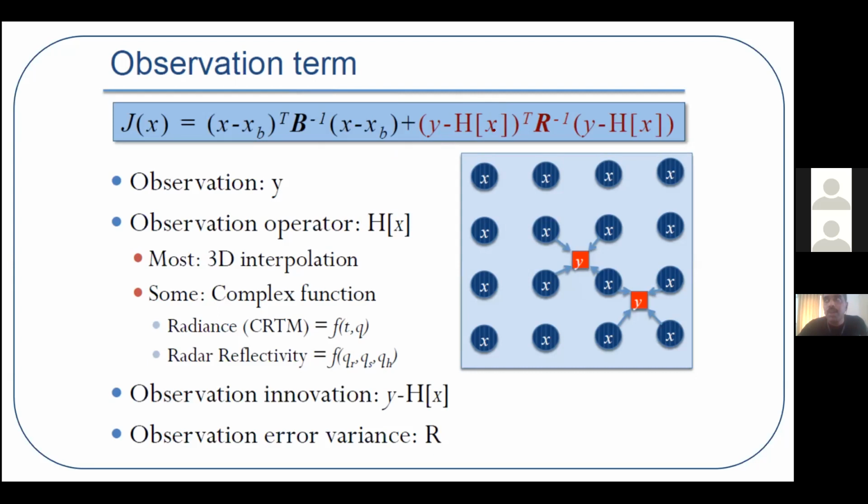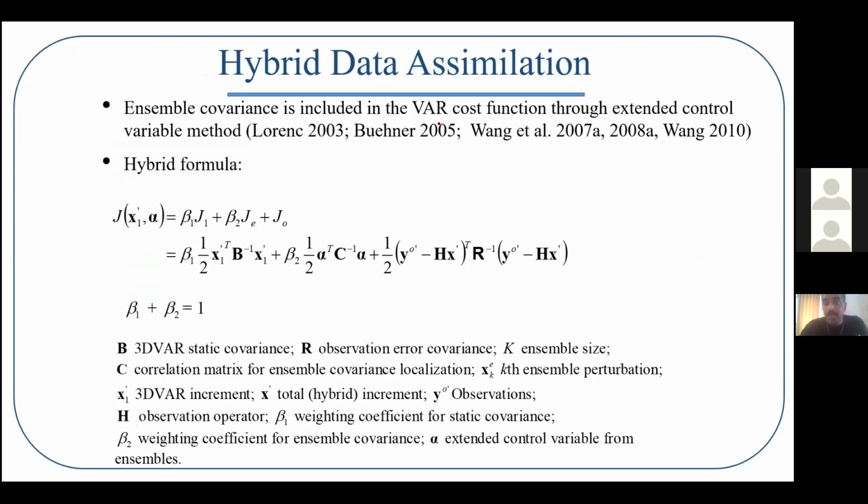Okay, so there is another method of assimilation, which is hybrid data assimilation, which actually combines the ensemble Kalman filter with the variational data assimilation also. In this, you can see that the terms have become three instead of two. The middle term actually brings in the effect of Kalman filter in this data assimilation system. So I am not going into all this.